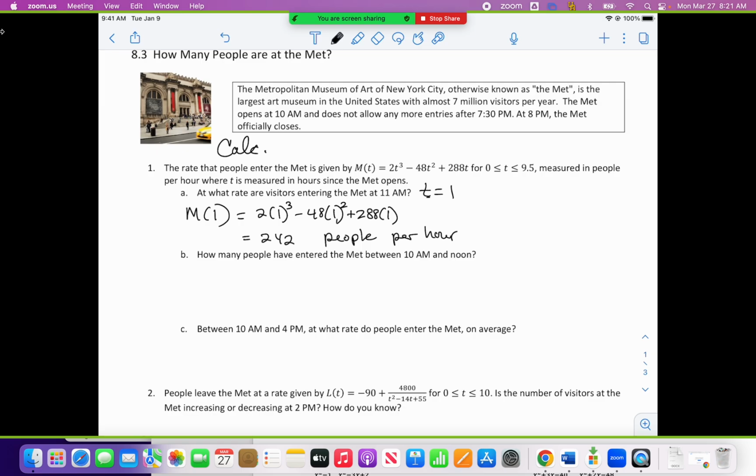So, how many people have entered the Met between 10 a.m. and noon? So, how might we do this? And I'd like us to be using calculus here. Yeah, Quinn? Do the integral from 10 a.m. to noon. Good job. Yeah, you're going to do the integral. So from 10 a.m. to noon would be from 0 to 2 of m of t dt.